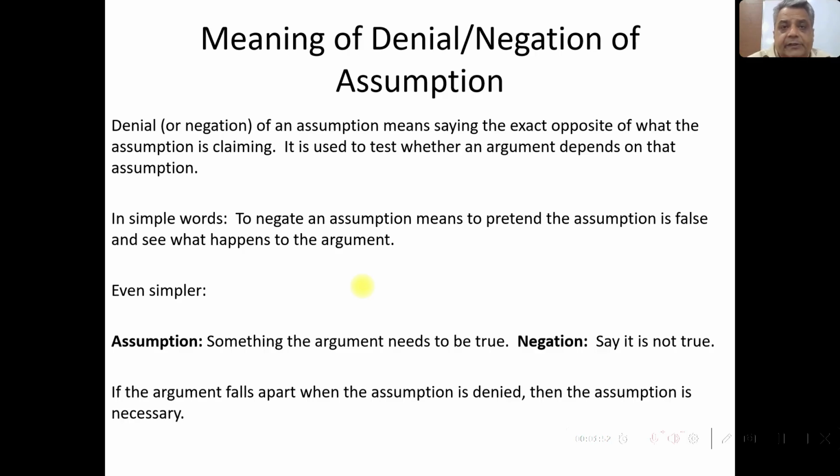Meaning of denial or negation of assumption. Denial or negation of an assumption means saying the exact opposite of what the assumption is claiming. It is used to test whether an argument depends on that assumption. In simple words, to negate an assumption means to pretend the assumption is false and see what happens to the argument. Even simpler: assumption, something the argument needs to be true. Negation, say the assumption is not true. If the argument falls apart when the assumption is denied, then the assumption is necessary. So let's understand it with the help of the following example.